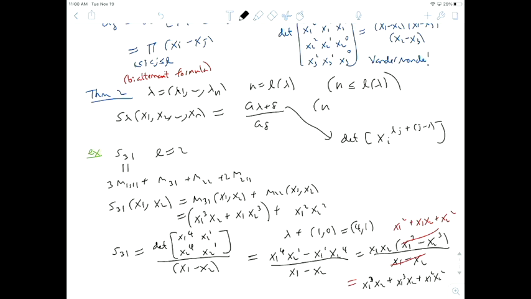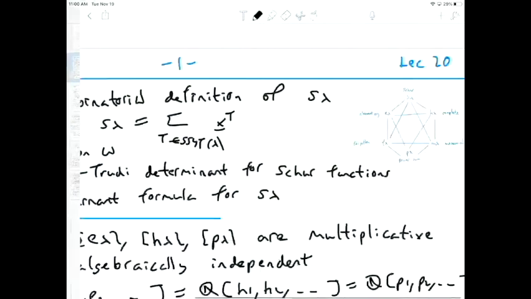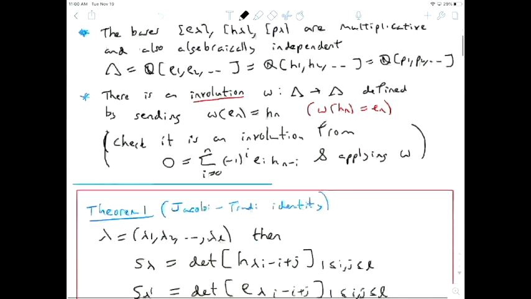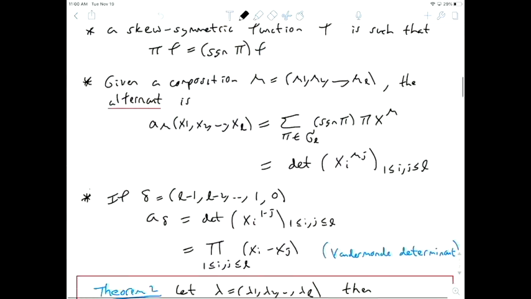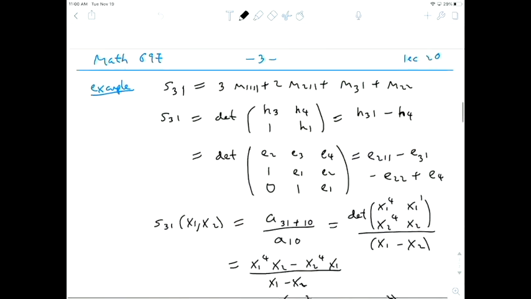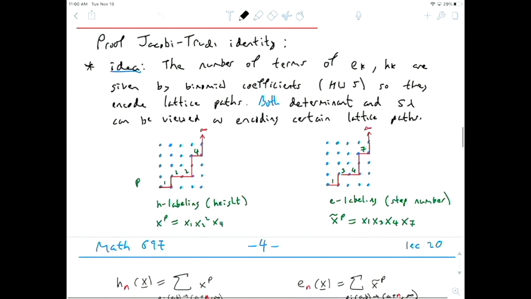So let me sketch the proof of the Jacobi-Trudi formula. Now we're going to outline the proof of the Jacobi-Trudi identity, and this is using an idea of Gessel and Viennot.